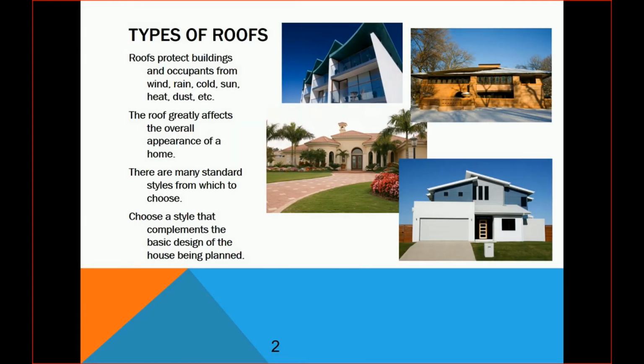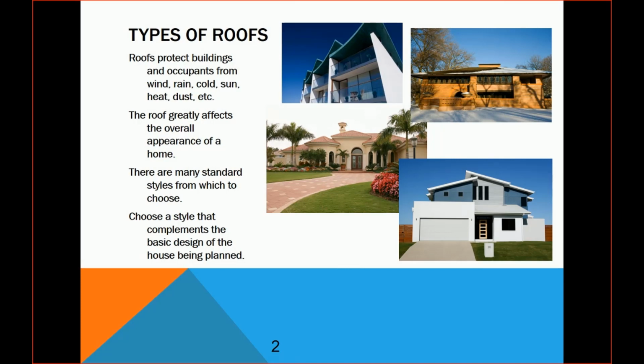There are lots of different types of roofs, and the main uses for roofs are to protect us from the wind, the rain, the cold, the sun, the heat, the dust, etc. The roof also can impact how your home looks. It can completely change the look of the house. If you have a sloped roof versus a flat roof, the look of the house is going to change greatly.